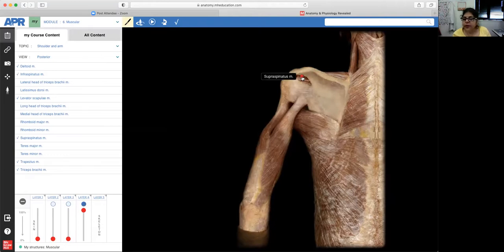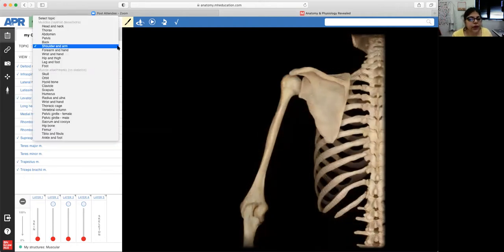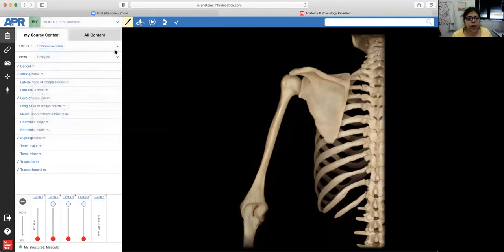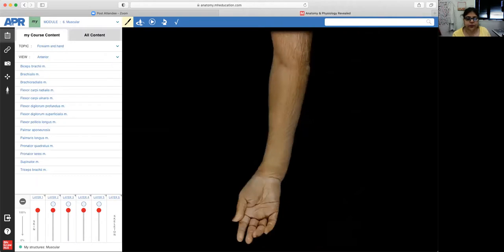That's a supraspinatus. So this was sort of hidden. Earlier we saw the infraspinatus. Now that is a supraspinatus. And when you dissect that off, you get to the skeleton. Very good. So that was shoulder and arm. Let's go to forearm and hand. Okay. So that's your hand. Very good.